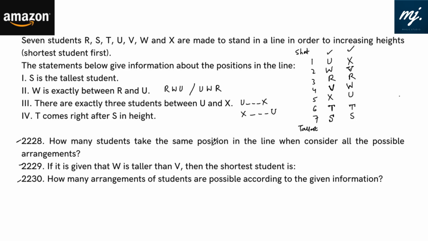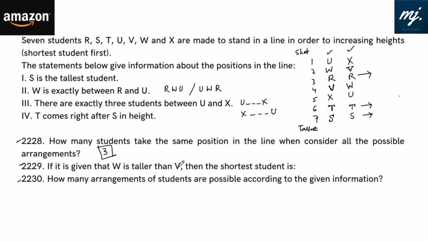First one, how many students take the same position in the line when considering all the possible arrangements? So we can see that we have got 2 possible arrangements, and R is taking the same position, T is taking the same position, S is taking the same position in whatever possible arrangement it would be. So 3 should be the answer for the first one.